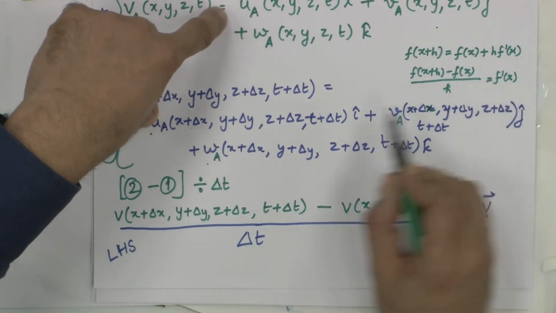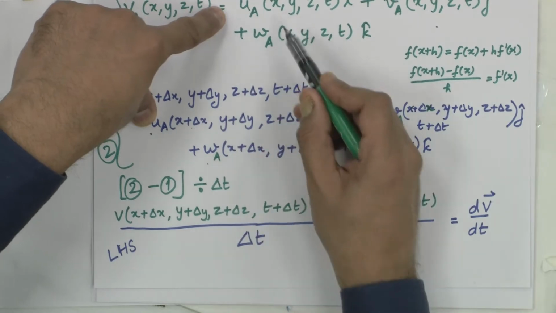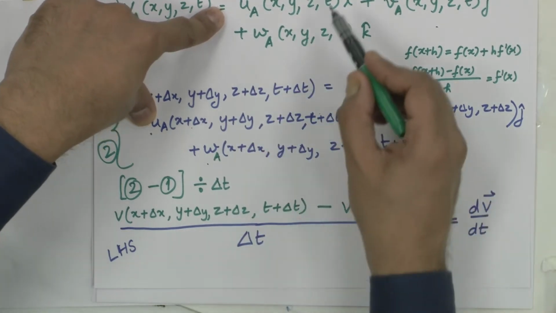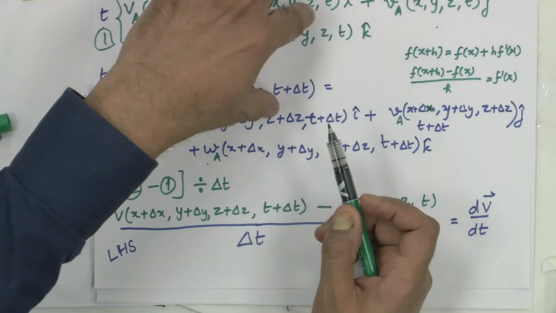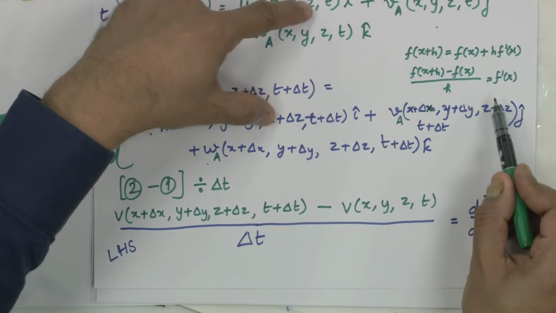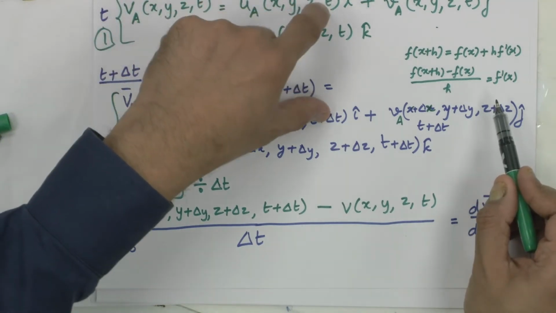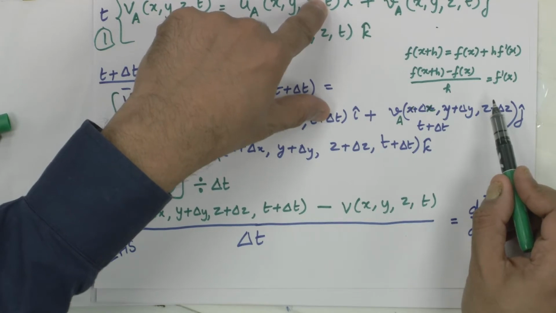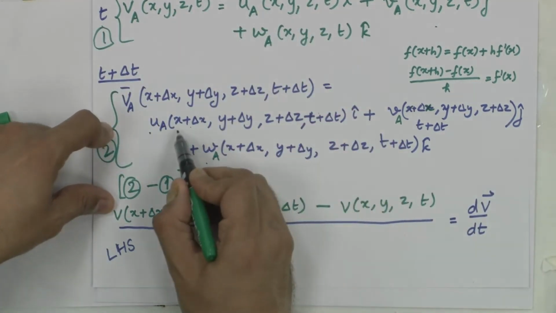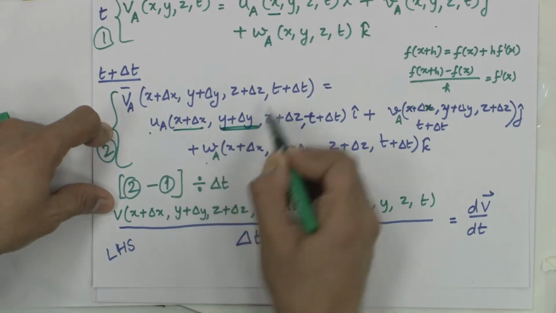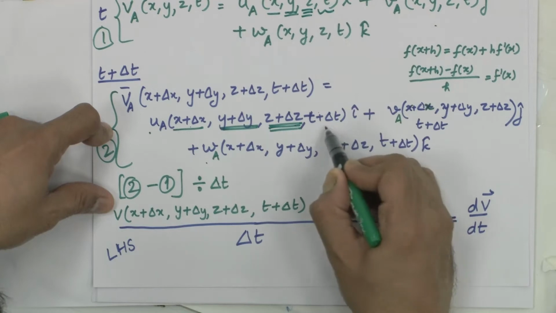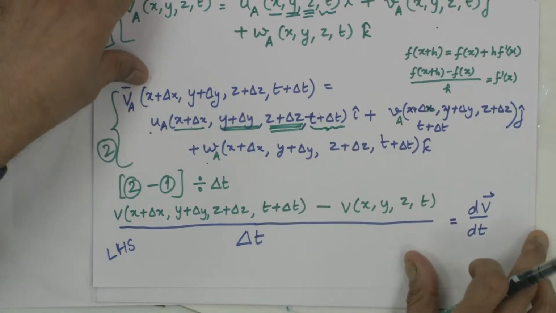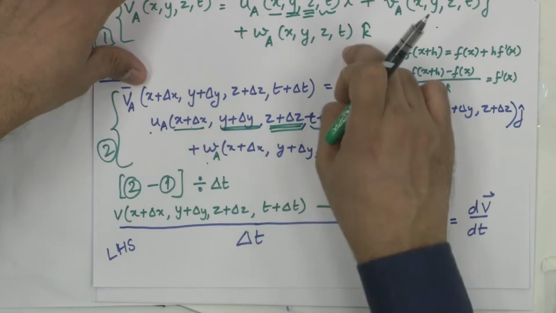What is this? du by dx into delta x plus du by dy into delta y, change in y, du by dz into change in z, du by dt times change in time, right. 4 dependencies, 1, 1, 2, 2, 3, 1, 2, 3 and this is the time part. So, like that you will write for v, like that you will write for w. I am just going to do u one by one.